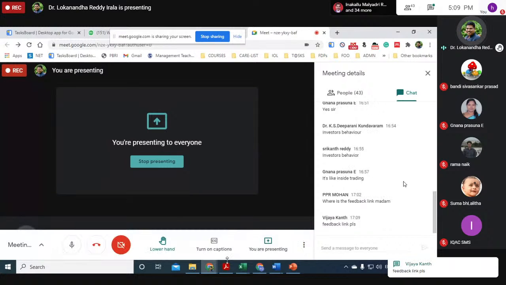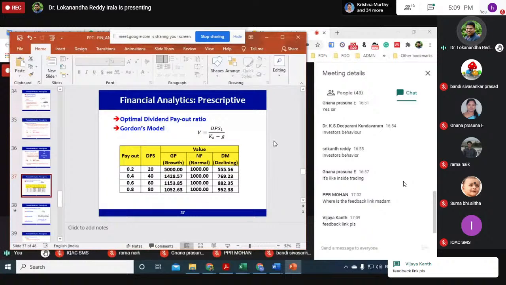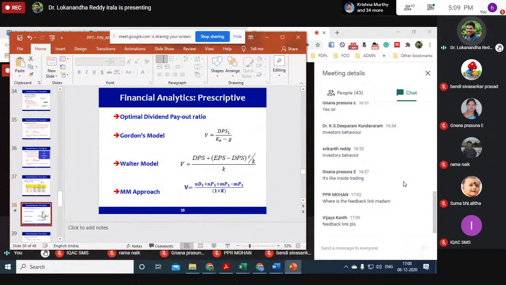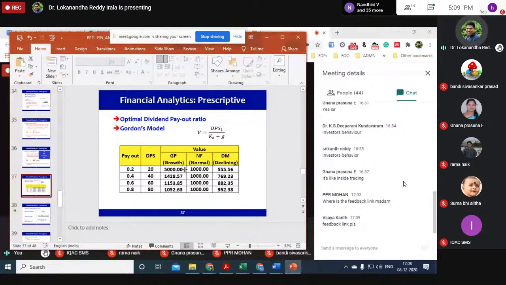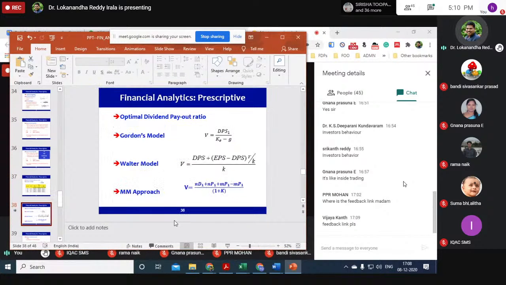So now, the dividend payout models. All of you are aware, there is a Gordon model and you have a Walter model approach. Here, what we try to do is see how the value of a firm increases, decreases, or stays stable based on different payout ratios, and we suggest, for example, that for Green Parks it is better to pay 20% dividend. In case of NF, it doesn't matter what the payout ratio is. In case of DM, it's better to pay 80% dividend, because that payout ratio increases your value. So these are other models that are available.